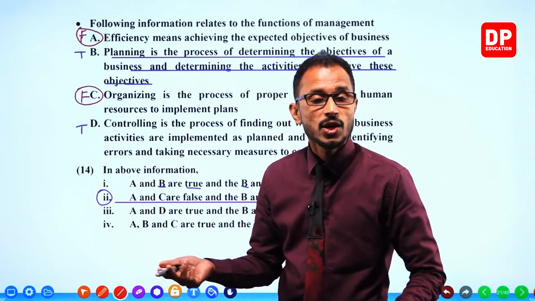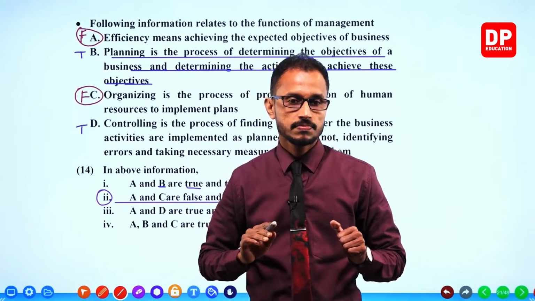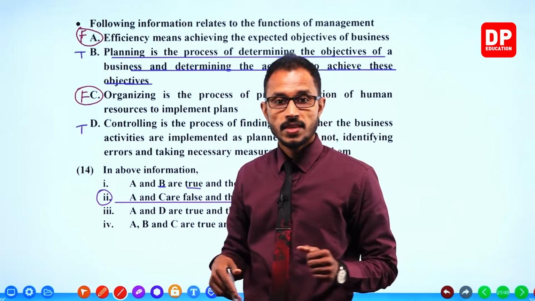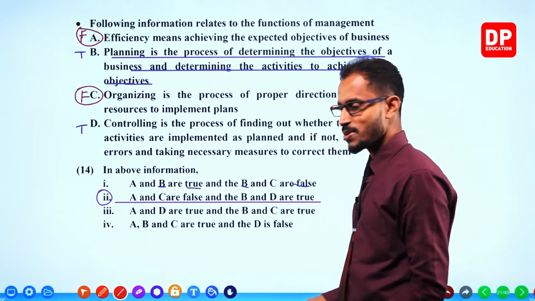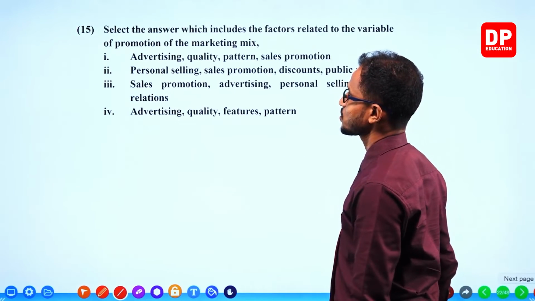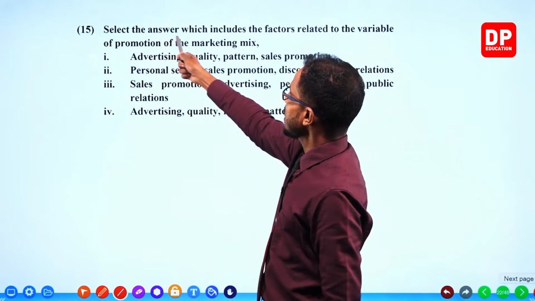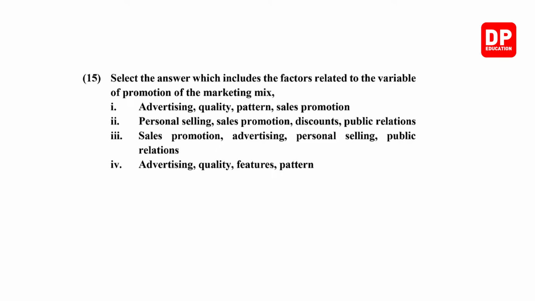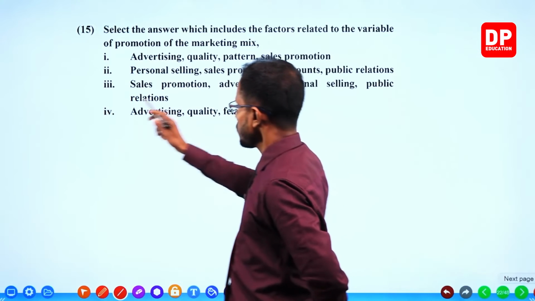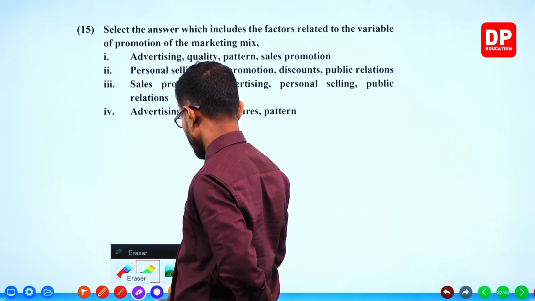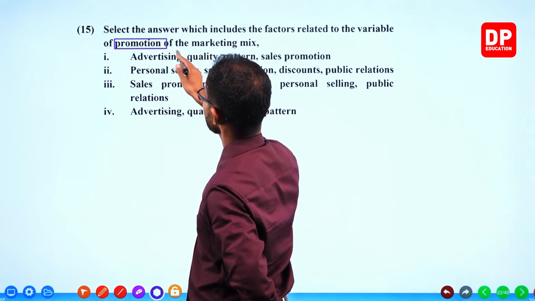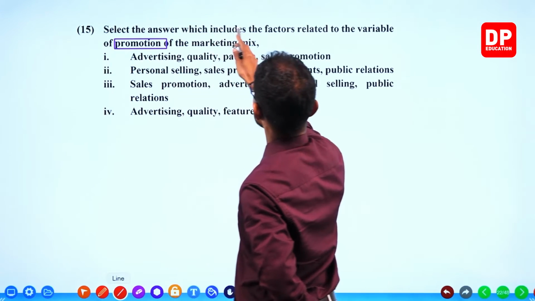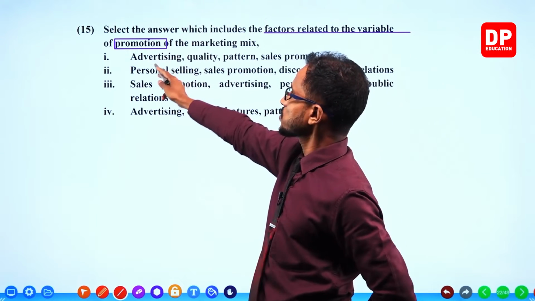You have to be quick but also be clear when sorting out things. 1.5 minutes maximum for these questions. Select the answer which includes the factors related to the variable of promotion of the marketing mix. What are they asking about? They are asking about promotion, and factors related to promotion.